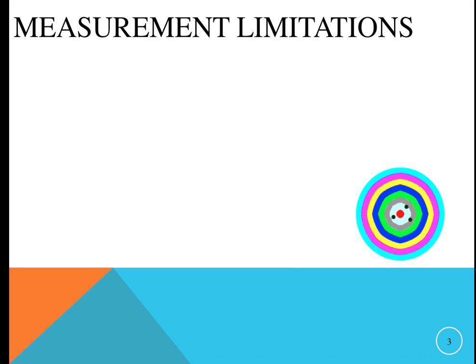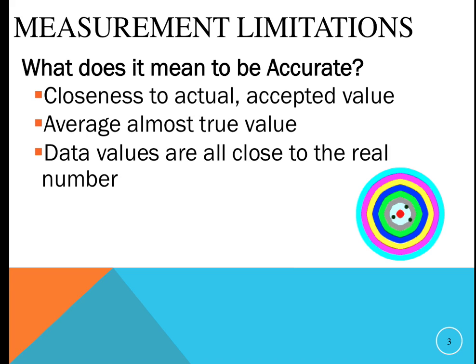One of the other measurement limitations is accuracy. So we're close to the real value or the accepted value. The average is almost the true value, pretty darn close, and the data values are close to the real number. So we have tight numbers, the real number should be 5, and we're getting 4.99, maybe 5.04, and 4.98, maybe 5.02. Keep in mind those numbers can be precise and accurate at the same time, but they don't have to be.